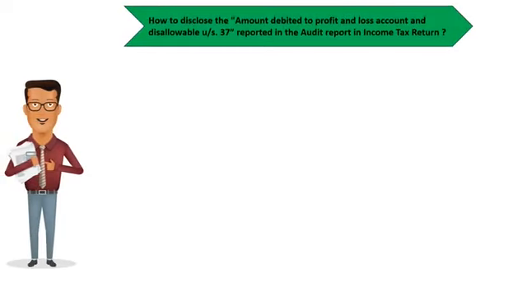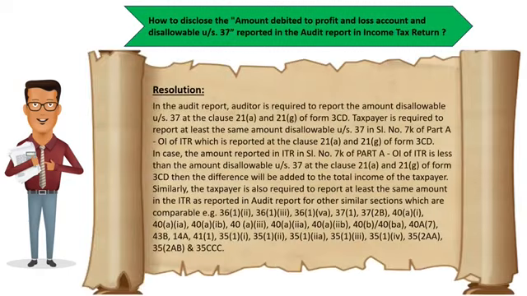Another question can be how to disclose the amount debited to profit and loss account and disallowable under Section 37 reported in the audit report in the income tax return. In the audit report, auditor is required to report the amount disallowable under Section 37 at Clause 21A and 21G of Form 3CD. Taxpayer is required to report at least the same amount disallowable under Section 37 in serial number 7K of Part A OI of ITR, which is reported at the Clause 21A and 21G of Form 3CD.